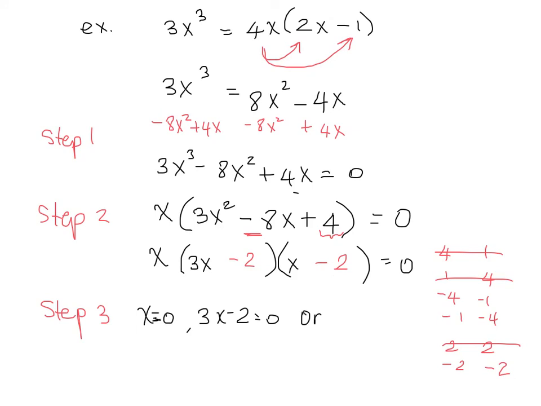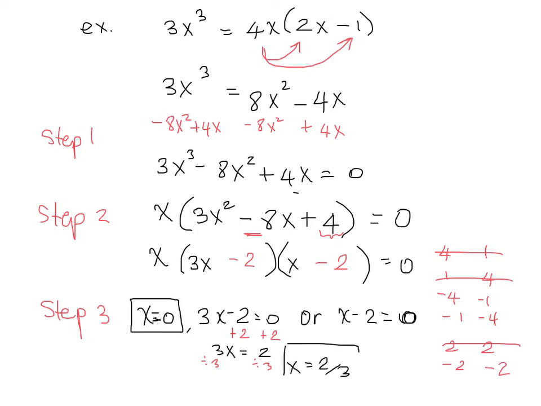So I'll put that or here. And now we can solve each one of these 3. Well, this one is already solved. It's x is equal to 0. And here we can add 2 to both sides. And we get that 3x is equal to 2. Then divide both sides by 3. And we get that x is equal to 2/3. That's one of our solutions.